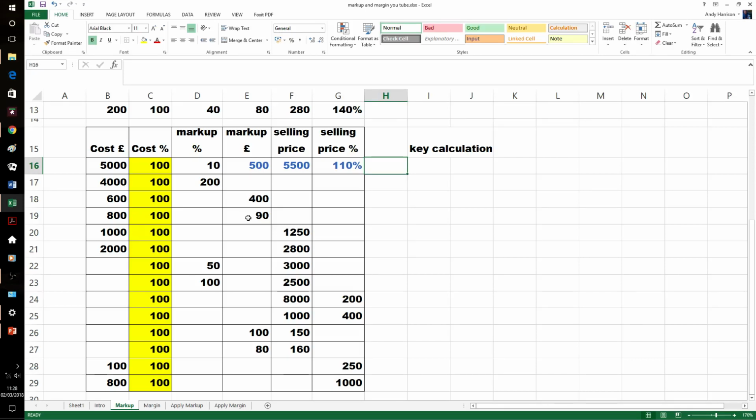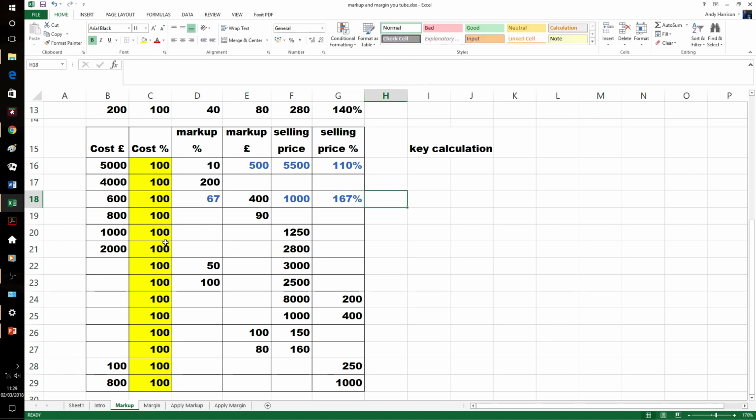So now we've just got the markup in pound terms. Well, that means we can work out the percentage. So it's the markup in pounds divided by the cost times 100. Means that we've got 66 point whatever, however many decimal places the question tells you, 67% to the nearest percent. Selling price, well, 600 plus 400, and that means our selling price is 167%.